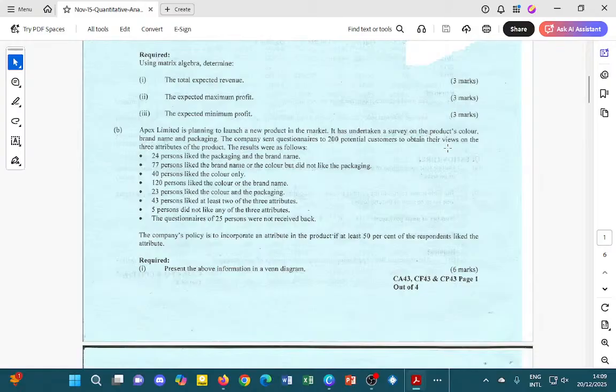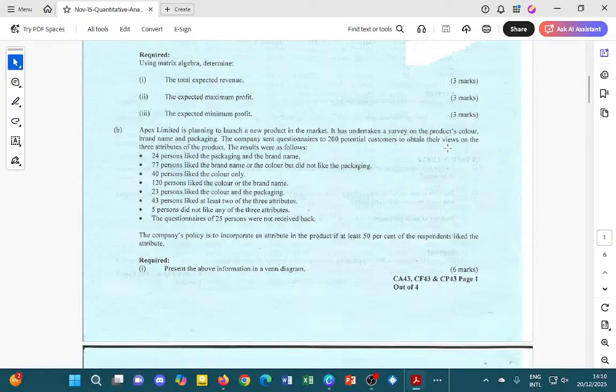So the company sent 200 questionnaires to potential customers to obtain their views, and 24 persons like the packaging and the brand name. 77 persons like the brand name or the color but did not like the packaging. 40 persons like the color only. 120 persons like the color or the brand name. 23 persons liked the color and the packaging.